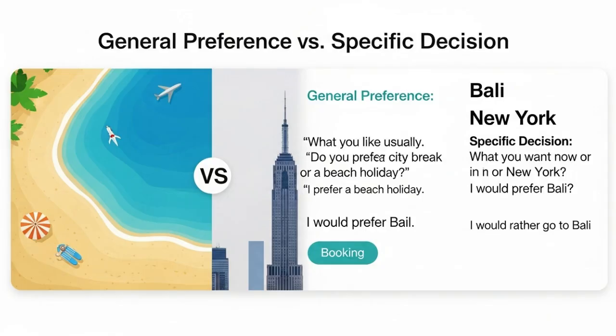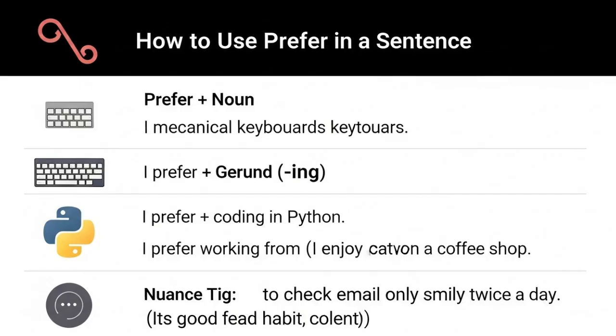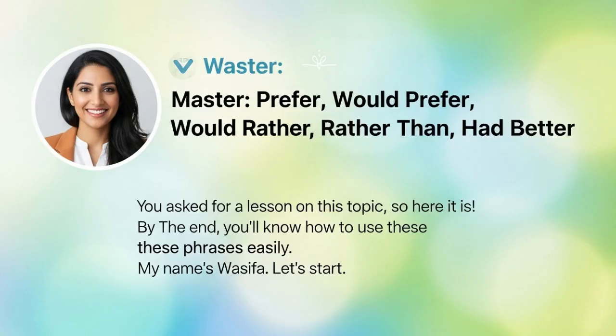Yep. Grammar. Prefer versus would prefer versus would rather. We need to look at the grammar. Structure. Example. Prefer plus noun. I prefer mechanical keyboards. Prefer plus infinitive or gerund. I prefer to code in Python, or I prefer coding in Python. Remember a couple of minutes ago I said, what's the difference, prefer watching or prefer to watch? Let's take a look. Prefer gerund or prefer to infinitive.